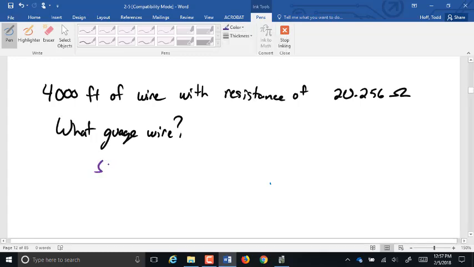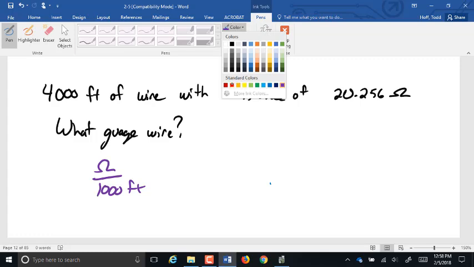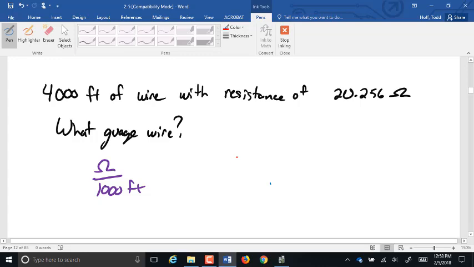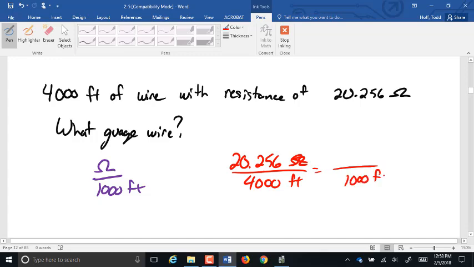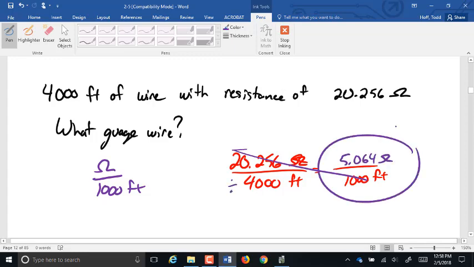Well, the chart here is ohms per 1,000 feet, correct? So this is a direct ratio. All we're worried about is the length here. The resistance changes with length. So we've got 20.256 ohms in 4,000 feet. We want to know how many ohms that would be in 1,000 feet. If we cross multiply and divide, it comes out to be 5.064 ohms, correct? So looking at that chart on page 577, can you find a wire that is 5.064 ohms per 1,000 feet? 17 gauge. Any questions on that?